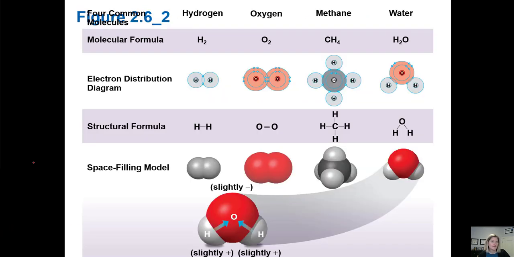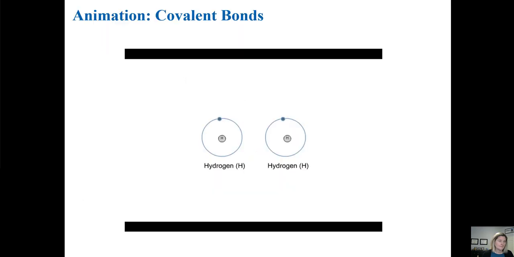All right. So here's an example again. We have our hydrogen and our oxygen we've talked about already. So that's nonpolar, equal sharing. Same with the methane. They're both very similar electronegativities, so they're going to be equally sharing. But then our water molecule has a slightly negative oxygen and slightly positive hydrogens. Okay. So let's watch a video kind of explaining that.